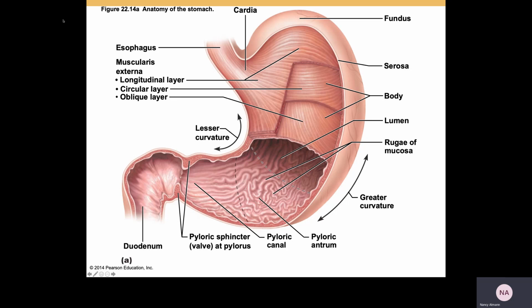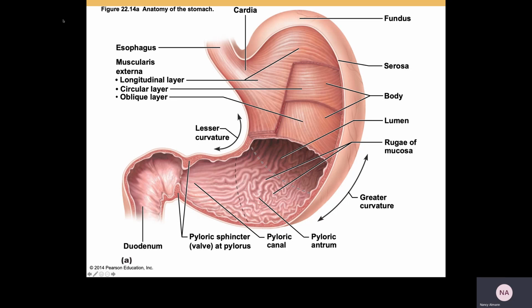That is a ring of smooth muscle which will allow for the movement of chyme from the stomach into the small intestine. You will also see that there are going to be 3 layers of muscle in the stomach wall, within the muscularis externa.